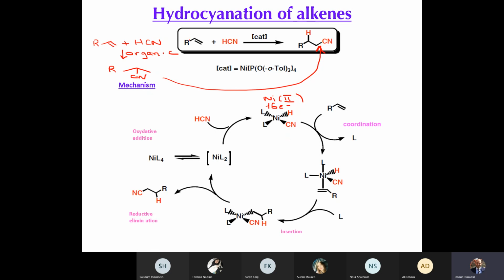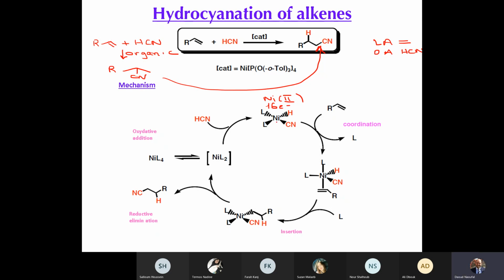Pay attention that we should add alkene, we should add HCN. The alkene is added by only one possible step, which is the ligand addition. The HCN could be added only by oxidative addition. So in your mechanism, on the draft, you know that you have ligand addition of alkene and oxidative addition of HCN. This is from the starting. Okay, so first of all, I have to write the mechanism.